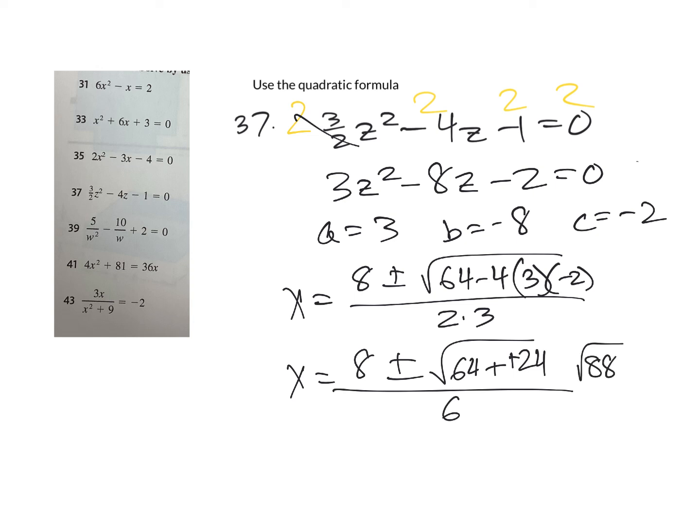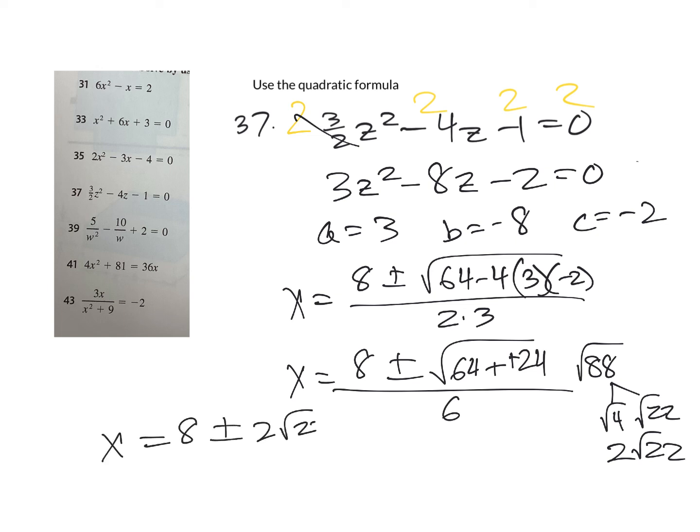So 88 reduces to 4 and 22, which is 2 square root of 22. So watch what happens here. X equals 8 plus or minus 2 square root of 22 over 6. So the 6 will reduce every term by 2. Okay, you could put the 6 underneath everything and reduce, or just realize that you can divide by 2 in every term. Okay, the top and the bottom.